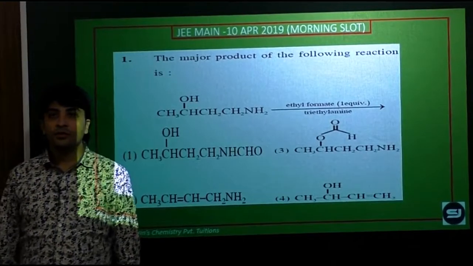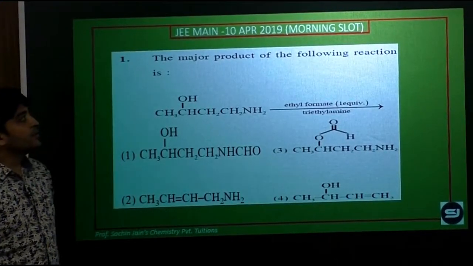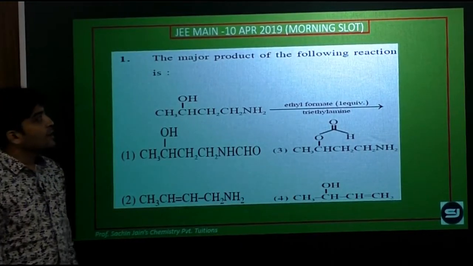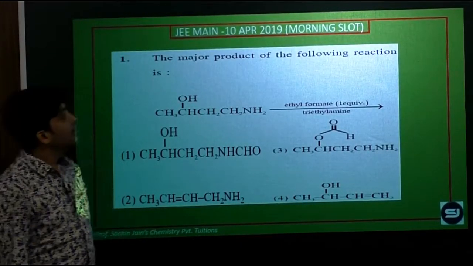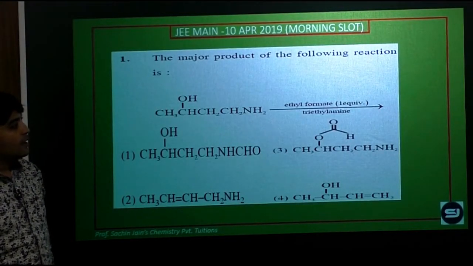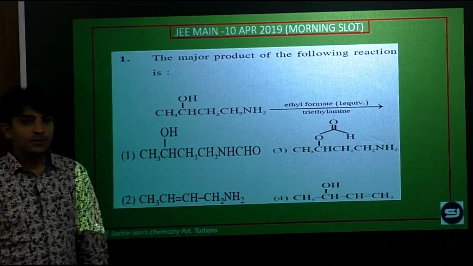Okay, so we are going to discuss JEE Main 10th April 2019 video solution. Let's start with the first question. The major product of the following reaction is. Now, this is from organic chemistry.